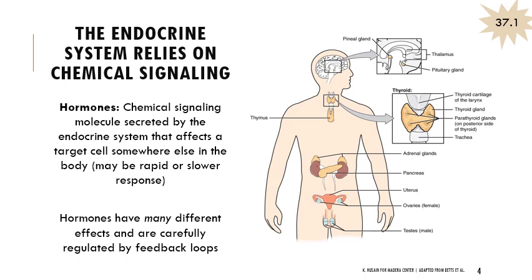This hormonal response may be rapid or it might be slow. Oftentimes it's kind of a slower response. We'll talk about one exception to that today. Hormones have a lot of different effects, and the same hormone can have many different effects depending on where it is and the relative dose of it. But these are all carefully regulated by feedback loops.